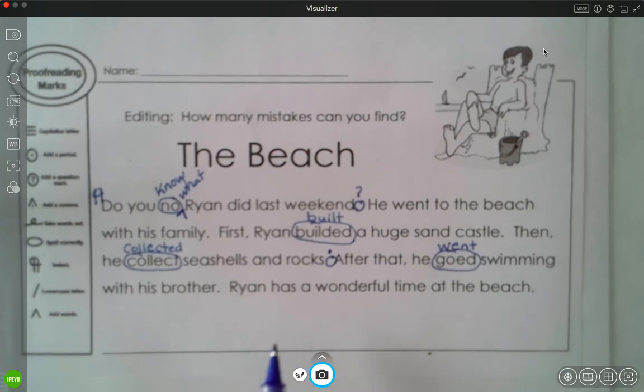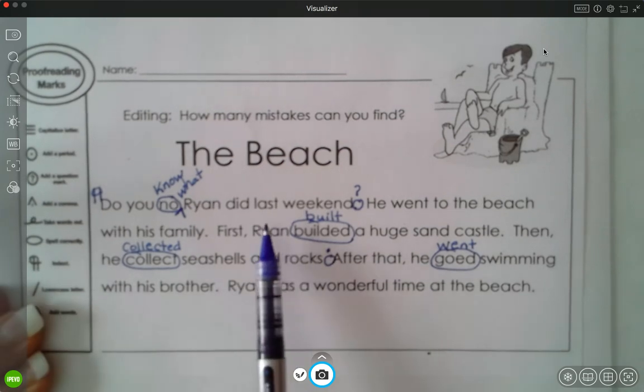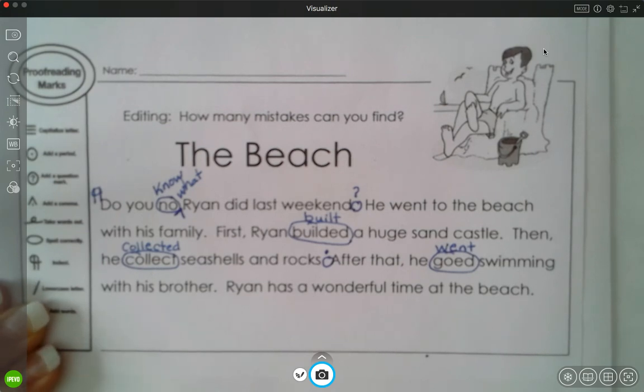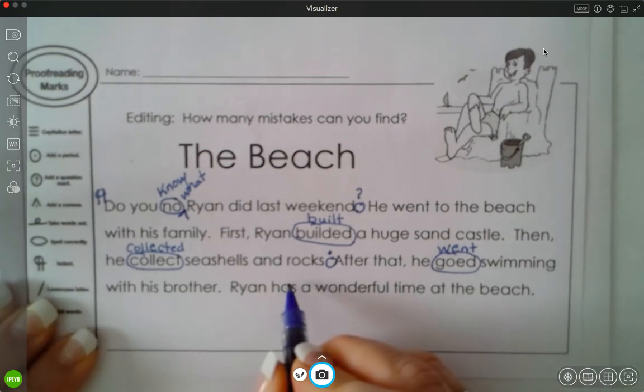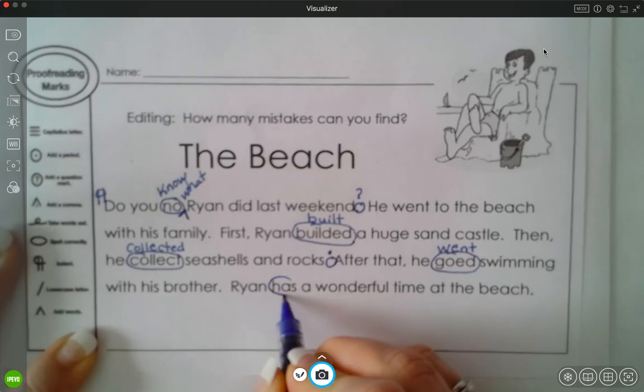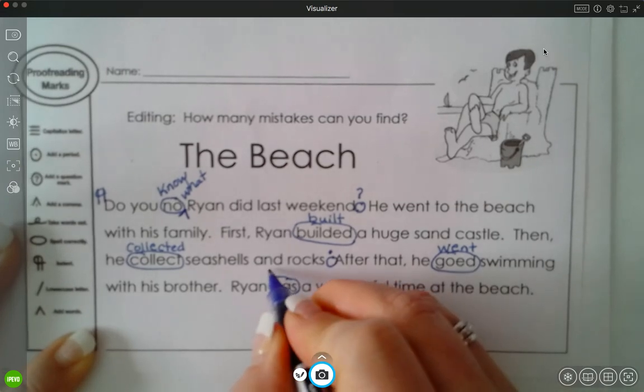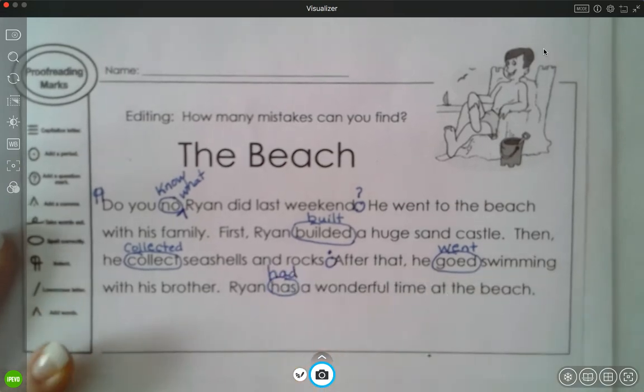But there is one thing that's not right about that sentence, because all of our verbs have been past tense because this happened last weekend. So we have one of our verbs in this sentence that isn't correct because this sentence is written in present tense, but we need to change it to be past tense. Therefore, I am going to circle this word. We wouldn't say Ryan has a wonderful time at the beach. In past tense, we would say Ryan had a wonderful time at the beach.